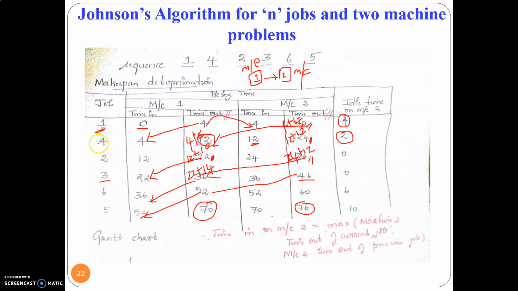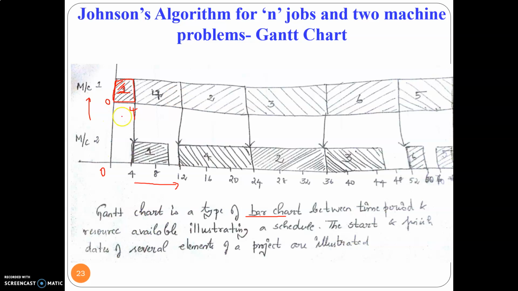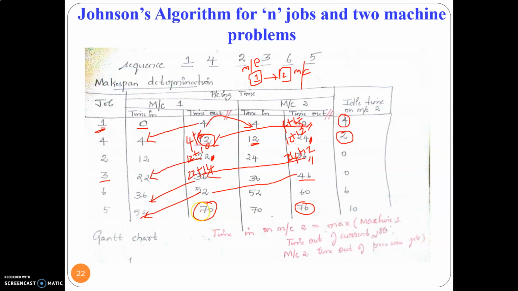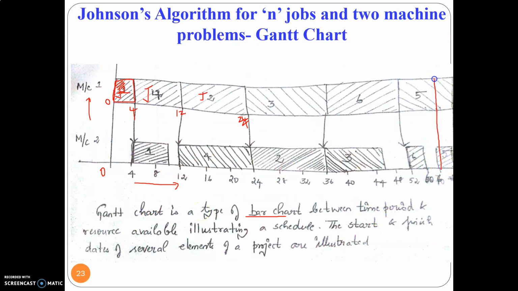Next, job 4 enters machine 1 at the 4th minute and comes out at the end of the 12th minute. So from 4 to 12, draw a rectangle, shade it and write 4 inside. Whatever you write inside is the job. You can also mark it as J4 to avoid confusion, J1, J4. Then from the 12th minute to the 22nd minute, if you look at your timetable, job 2 is being processed in machine 1. Like this, you plot each and every job that is being processed in machine 1. So in machine 1, it is being processed up to the 70th minute.